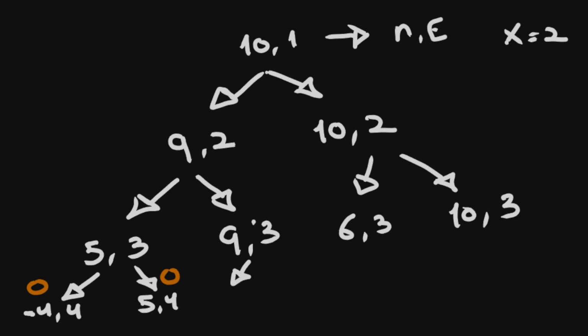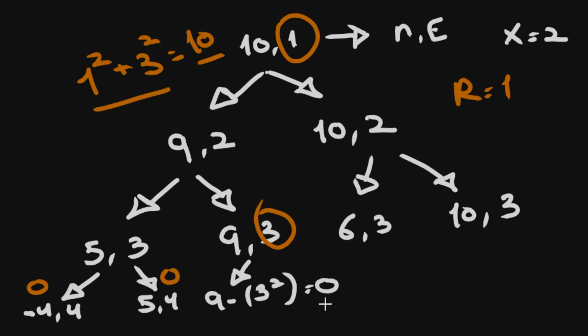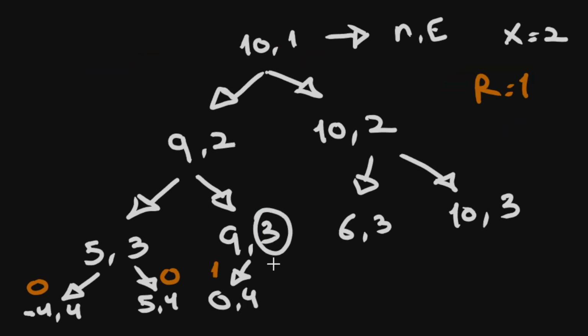If we take this 3, the state will be 9 minus 3 square, and this is exactly 0. So now we can add 1 to the result. And what this means is 1 square plus 3 square is exactly n, which is 10. So this is our unique set, that's why this is 0, and that's why we add 1 to our result here. If we don't take this, the state is 9, 4, and we know that 4 times 4 is greater than n, so this returns 0.